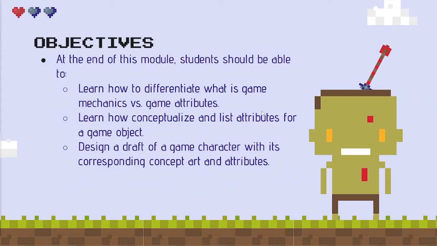So, the first one will be to learn how to differentiate what is a game mechanic versus a game attribute. The second one will be learn how to conceptualize and list attributes for a game object. And lastly, this is the one that I'm telling you, your assignment. So you need to design a draft of a game character with its corresponding concept art and attributes. Later on, I'll be further discussing what will be the specifics of your assignment.